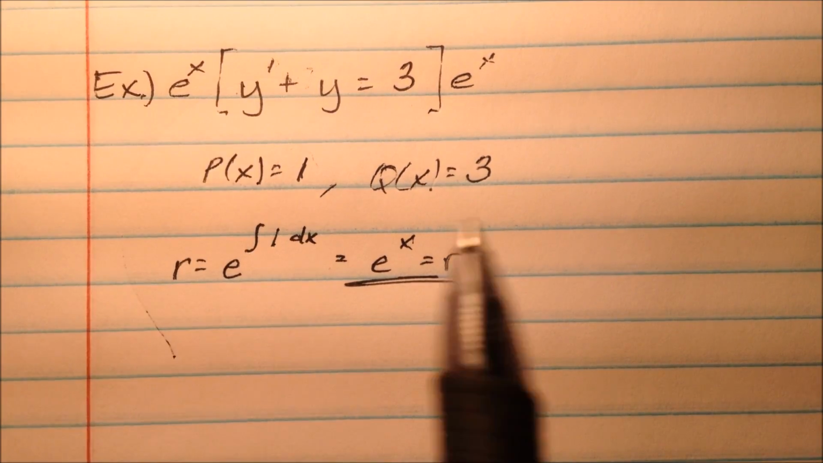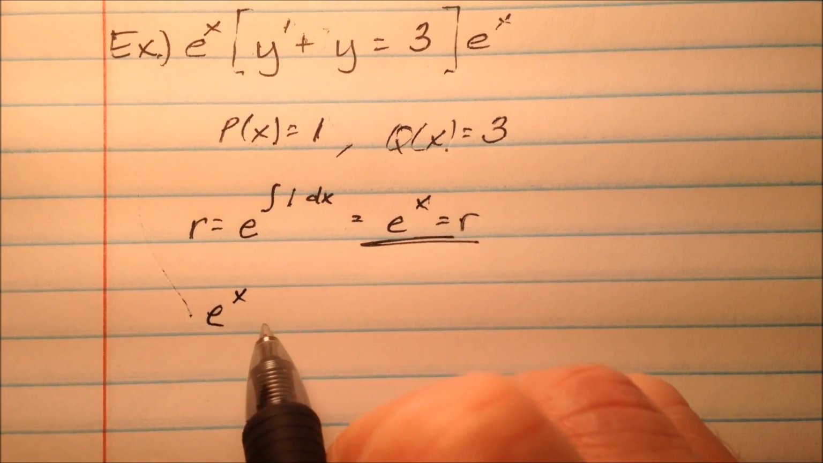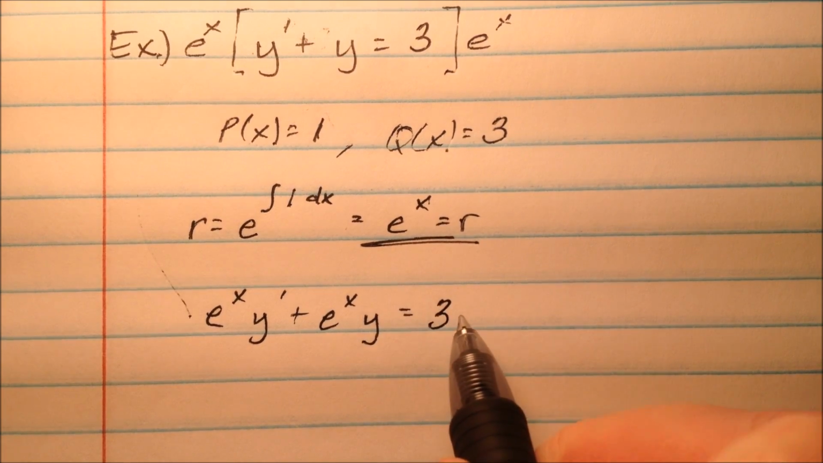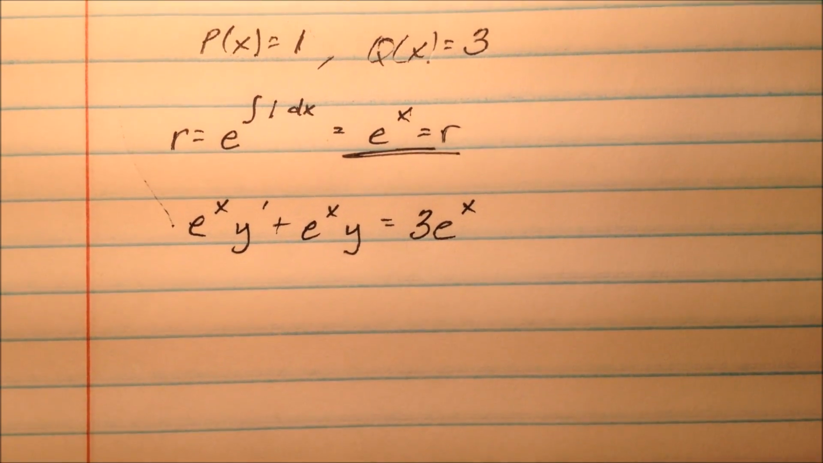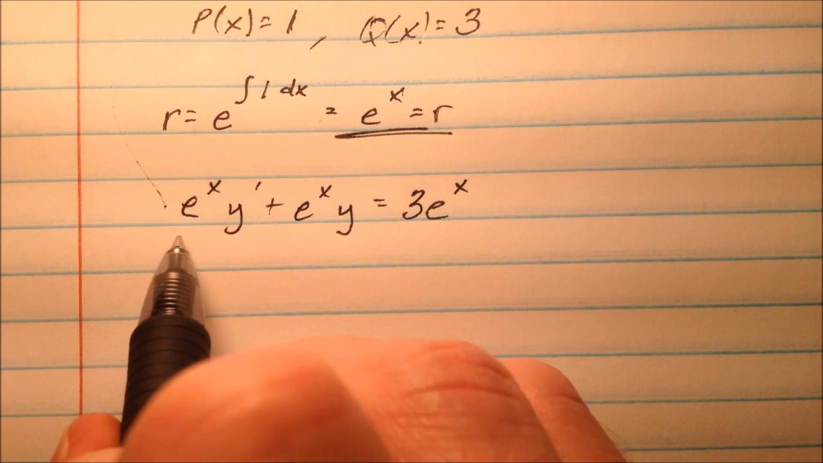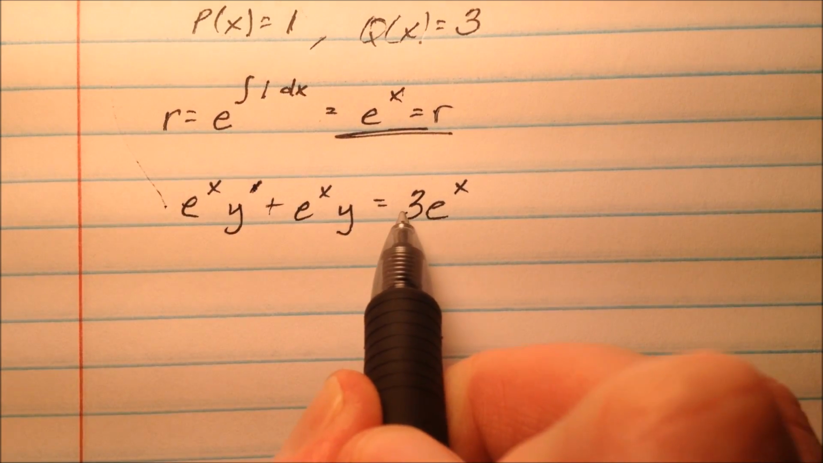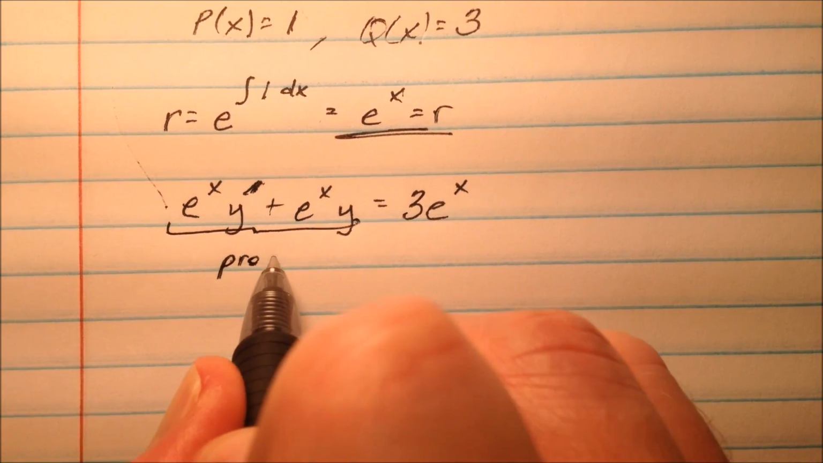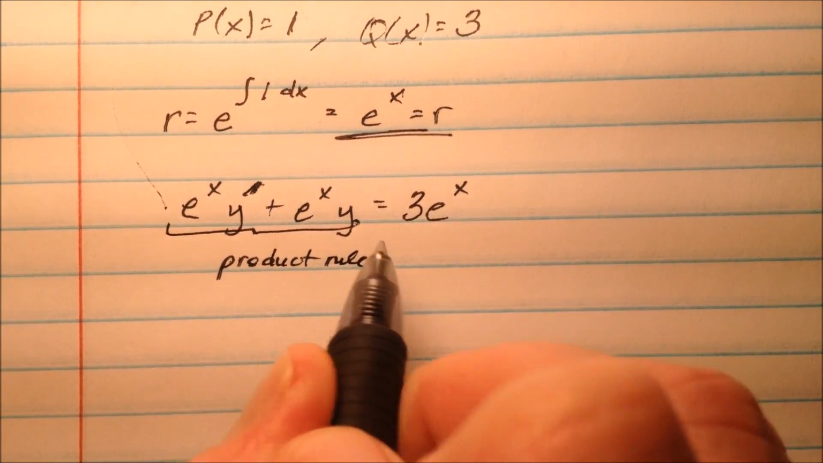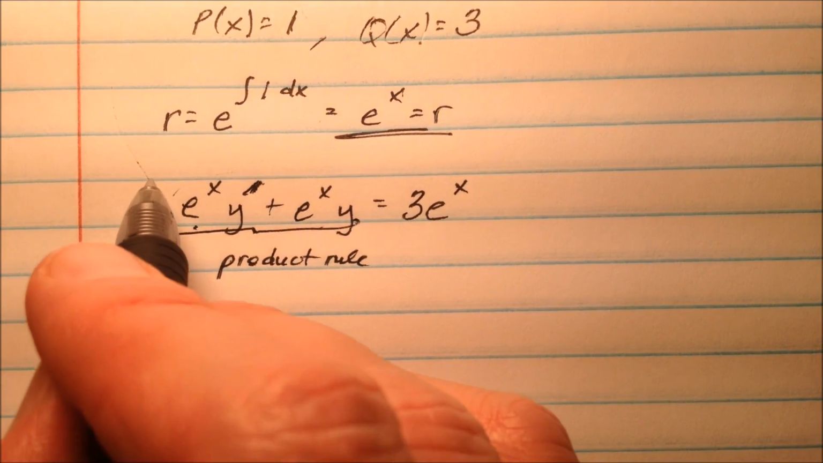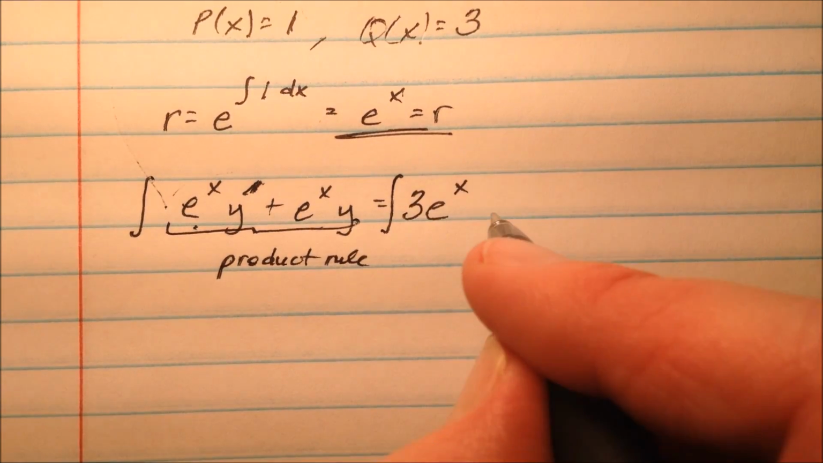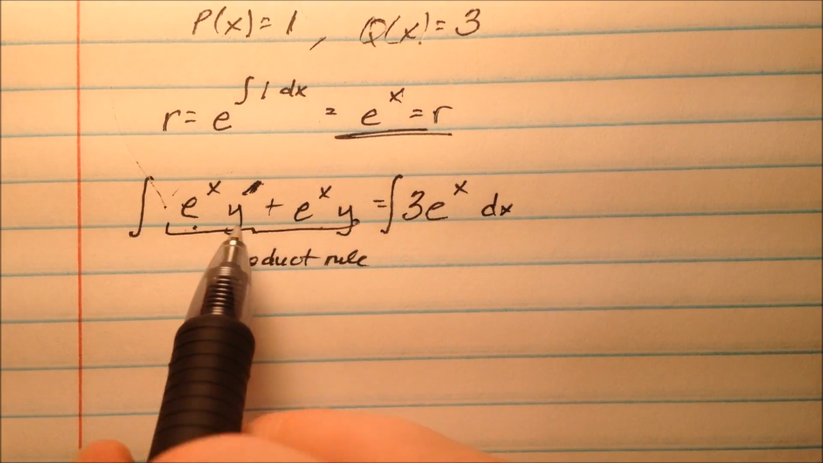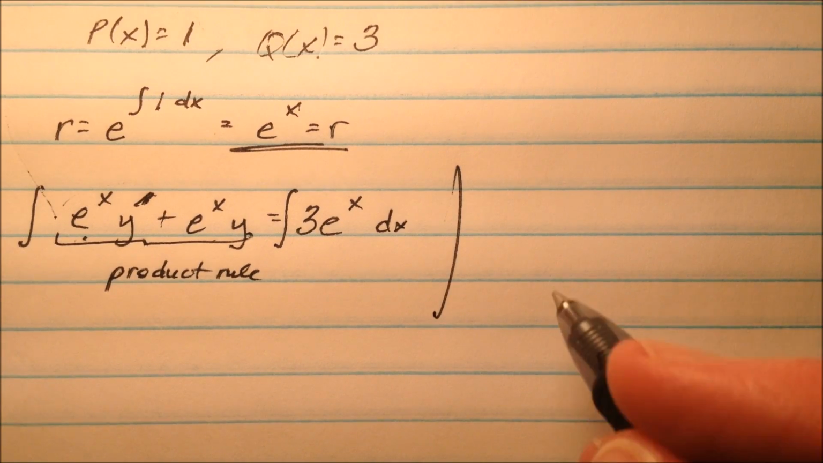So let's bring it on down here. So we'll have e to the x y prime plus e to the x y equals 3 e to the x. Okay, well, what's nice about this? Well, I notice I have my y prime in here, and this looks kind of like the product rule occurred in order to give me this expression here. So if I integrate both sides, we'll do it with respect to x, this just looked like a really nice product rule. Because, let's go over here to the side so I can show you this.